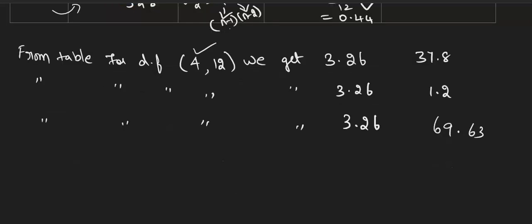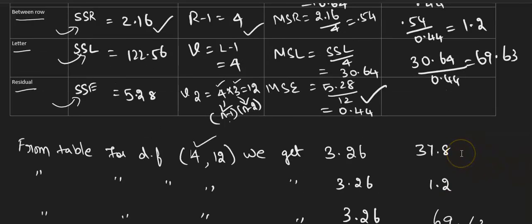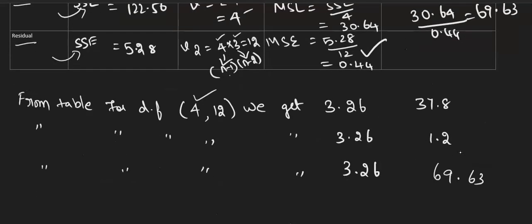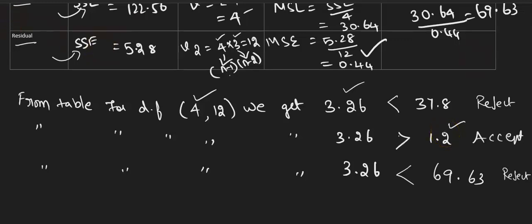Since all three have degrees of freedom 4, 12, see, the first one is also 4, second one also 4, third one is also 4. So 4, 12 combination. No need to look at the tabular column again and again. It's 3.26. Your first value 37.8 is greater than this, so we will reject the hypothesis. Your second value is less than the table value, so we will accept. And the final value, which is again greater than 3.26, we will reject the hypothesis. So always, if the calculated value is greater than the table value, we will reject the hypothesis. Thank you.